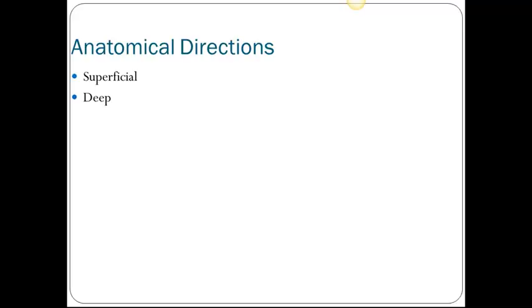Anatomical directions, so we also have superficial and deep. Superficial meaning near the body surface, and deep meaning further away from the body surface. So the skin of the arm is superficial to the muscle, and an example of deep would be the bone is deep to the muscle that surrounds it.